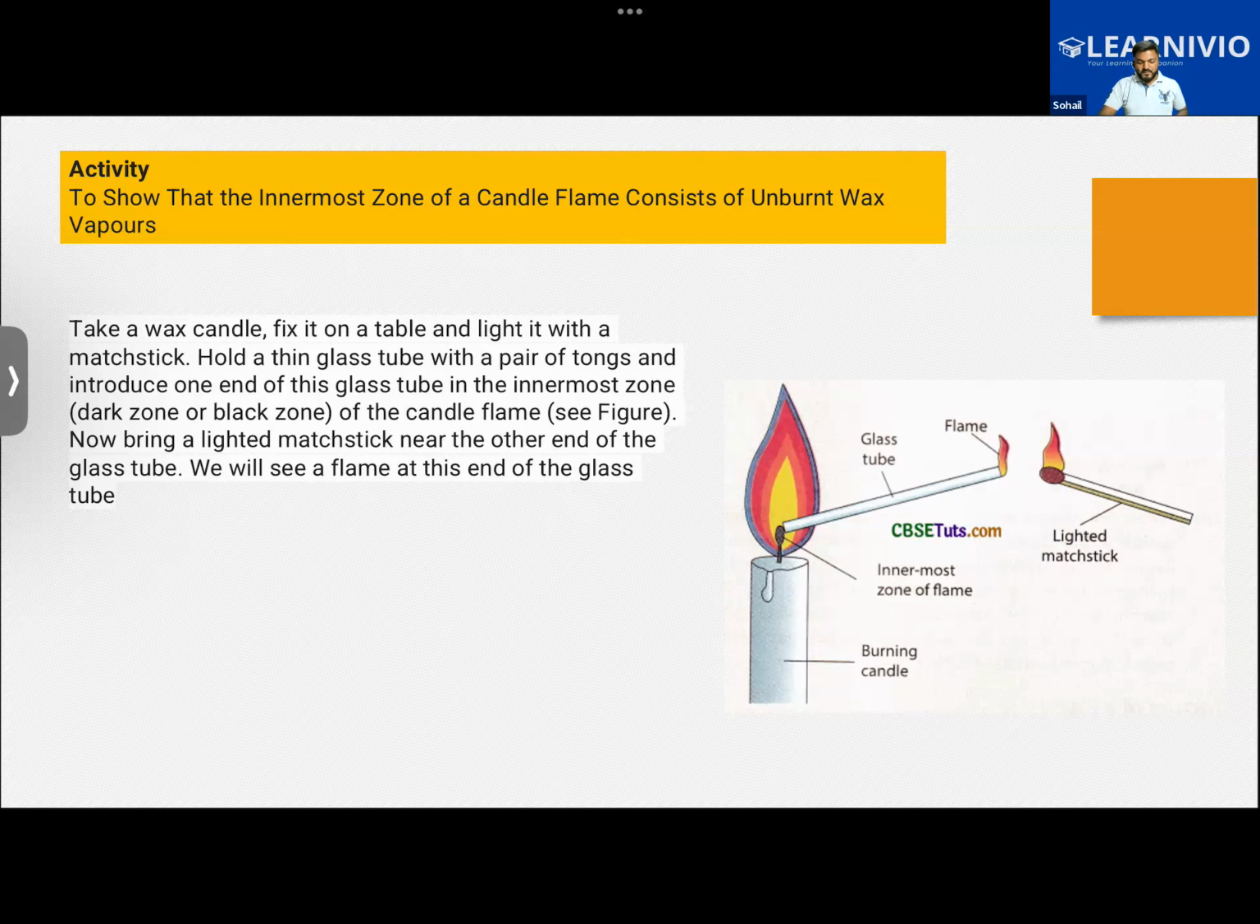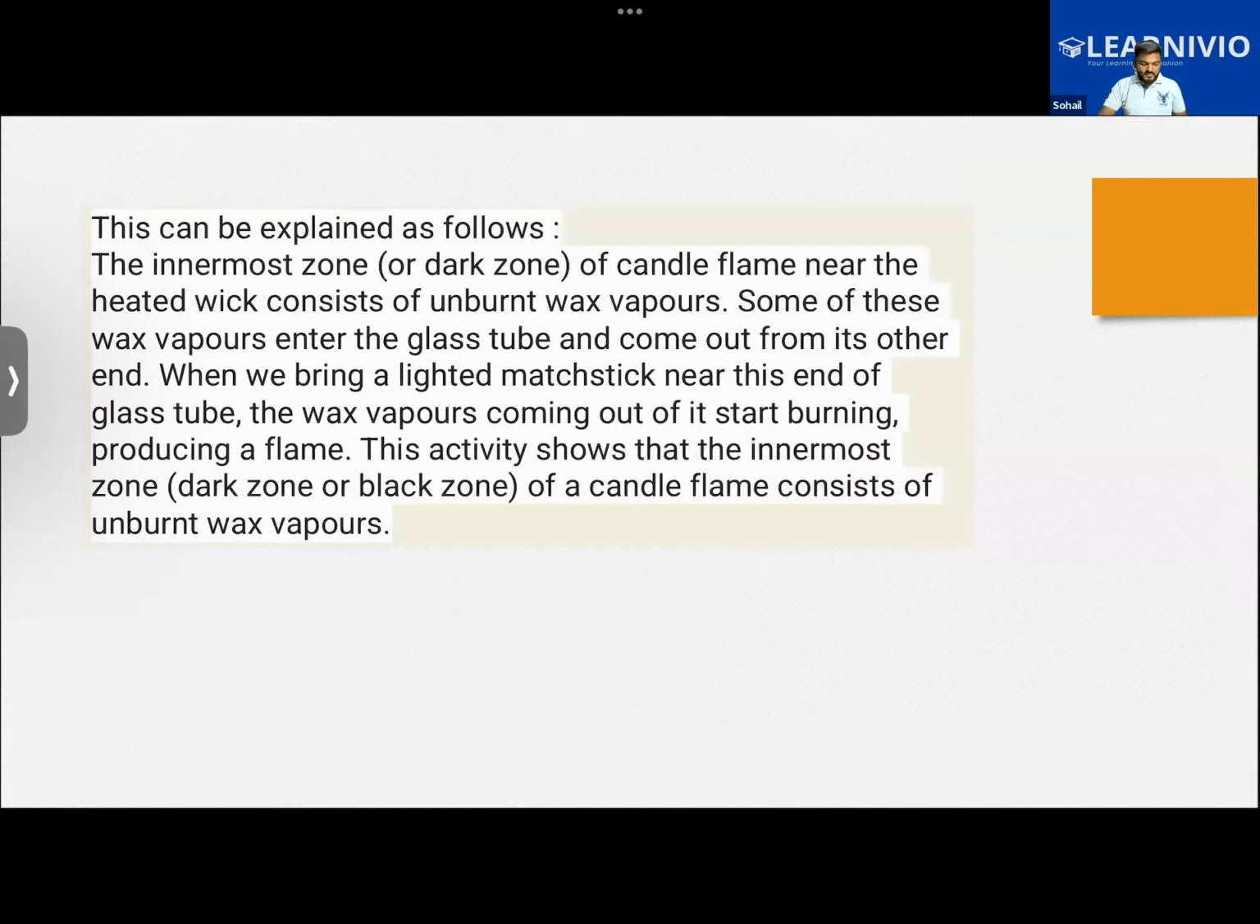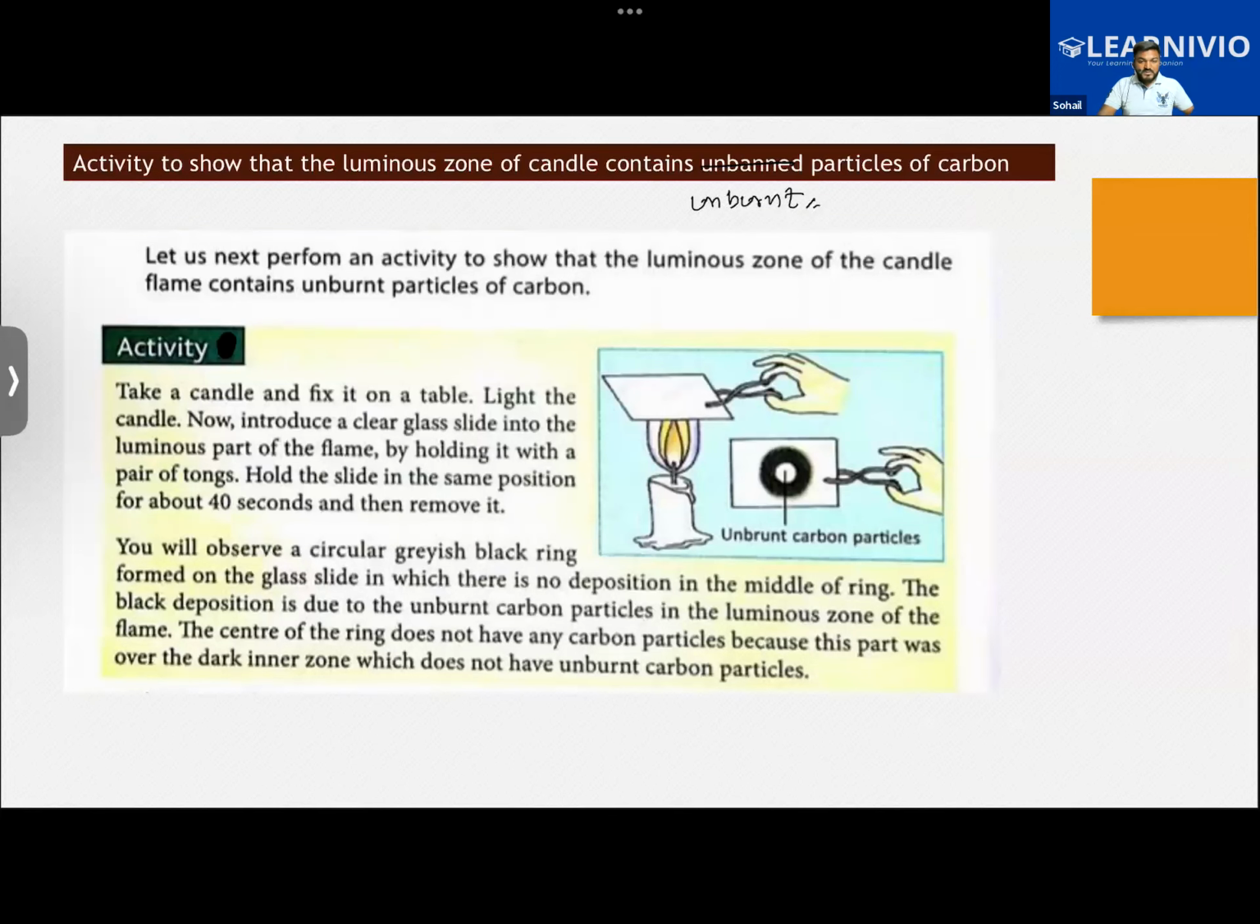Okay. Furthermore, we did learn about this activity also. What did we prove in this activity? We were talking about the middle zone, and remember in the middle zone, why is it luminous? Because of the burning of unburnt carbon particles. There's a presence of unburned carbon particles. Not all the carbon particles are burning, so there are still some unburned carbon particles that will deposit above this glass sheet.